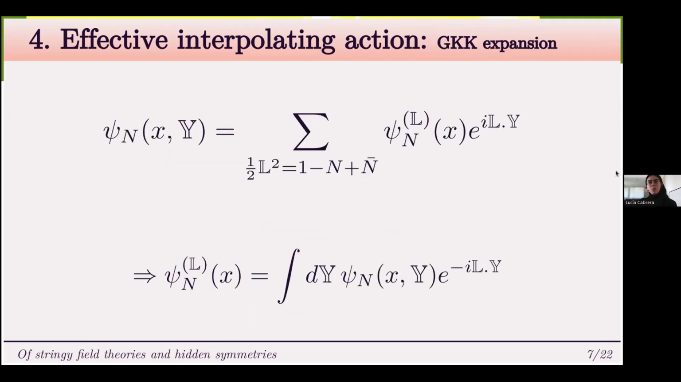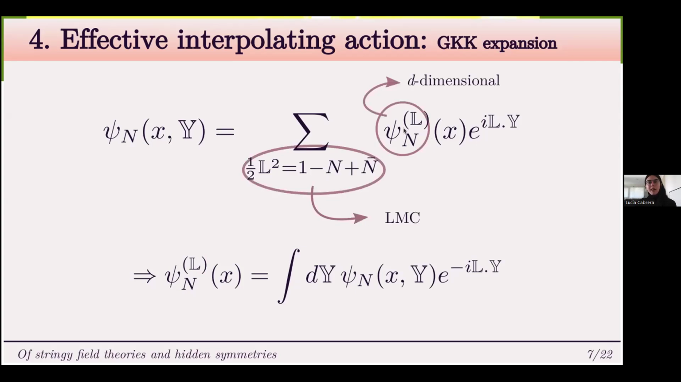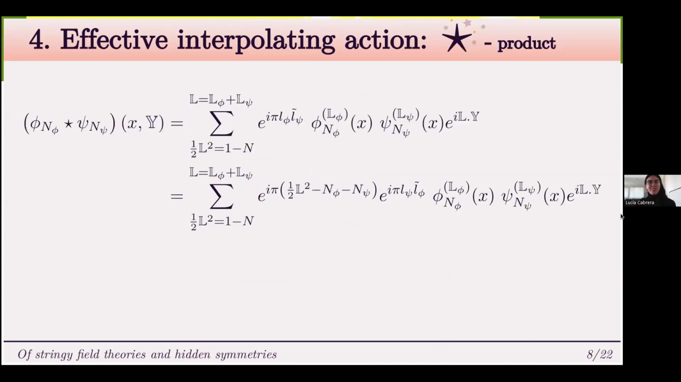So how do we work with this action? If we were to take any of the fields present in the action with oscillator number n, we can perform a generalized Fourier expansion where each of the modes are d-dimensional fields carrying momentum L, where this L again runs over all those L's that satisfy the level matching condition. And if we wanted to isolate one of these modes and just study it in particular, we could just perform a sort of inverse Fourier transform. Why did I introduce this? Well, because we want to have a look at what the expansion of the star product looks like.